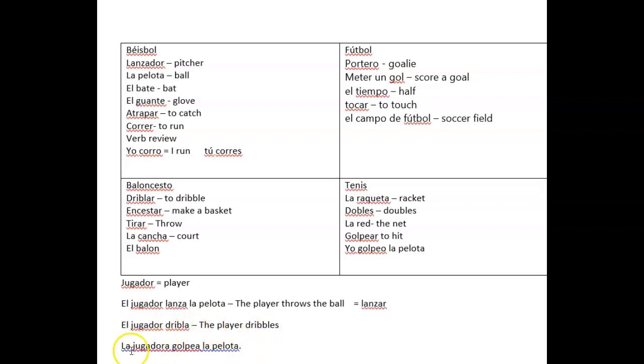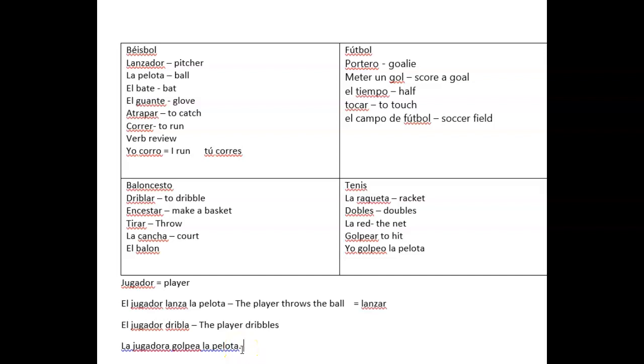And then the last sentence we got here, la jugadora, which would be the female player, golpea, remember golpear is to hit. So we need to change the ending. And remember for those AR, when we're talking about AR or L, we change it to A. So she hits the ball.